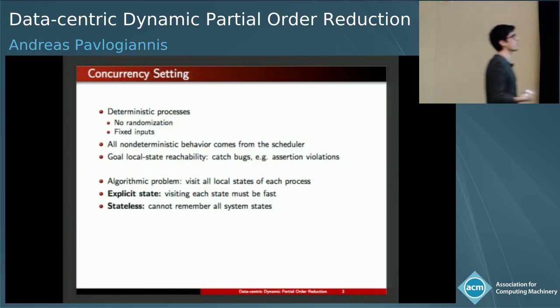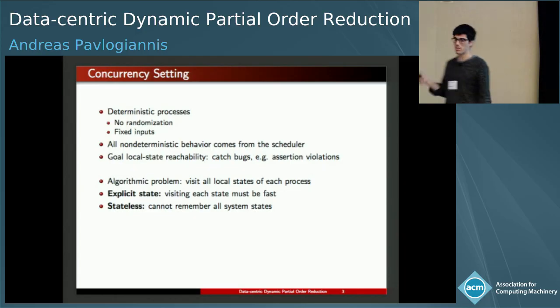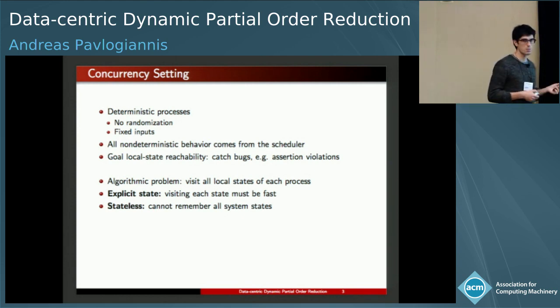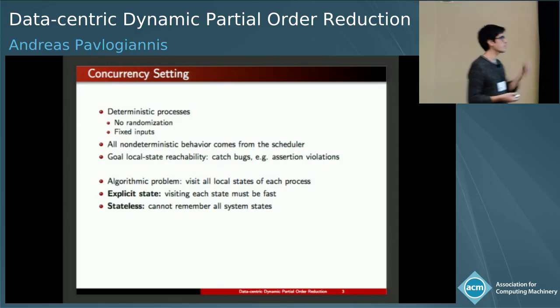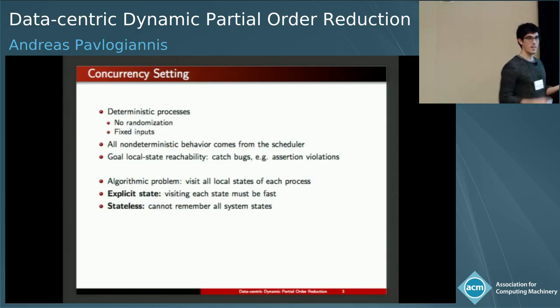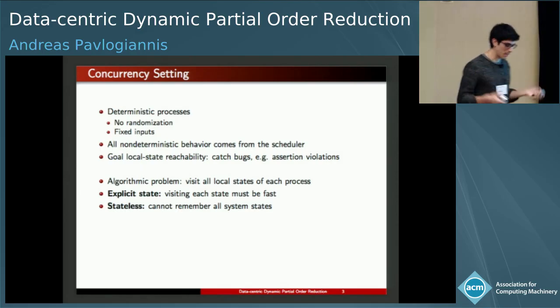So the underlying algorithmic problem here is one in which we just visit every local state of every process, and we test whether it has a bug or not. We are in the explicit state setting, which means that your algorithm will deal with concrete states of the system. We have a lot of them, and every encounter of a concrete state must be handled fast. And we're also stateless, which means that your algorithm cannot remember every state it has visited so far. It can only remember a few of them. You can think of constantly many, for example.